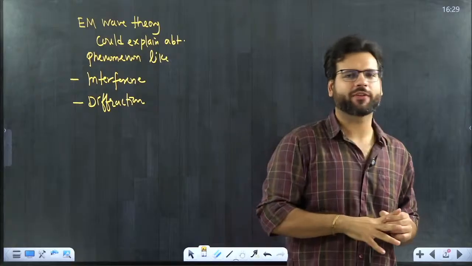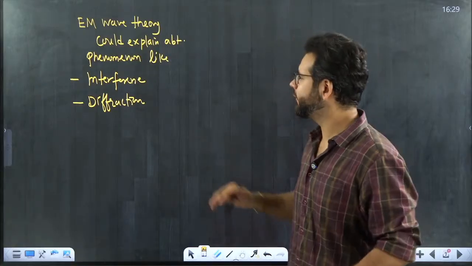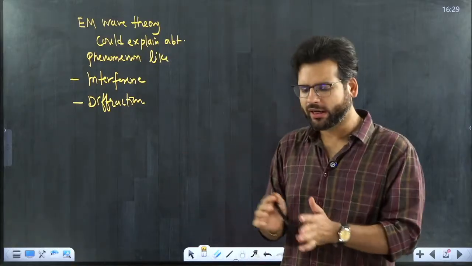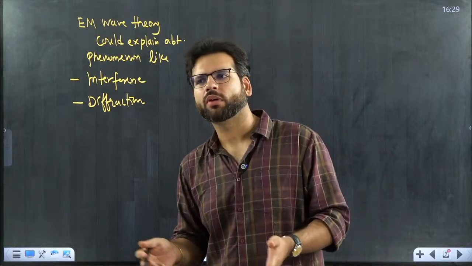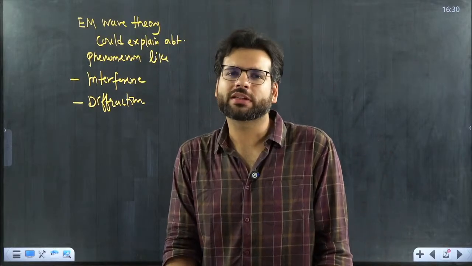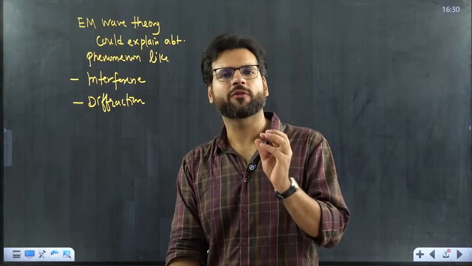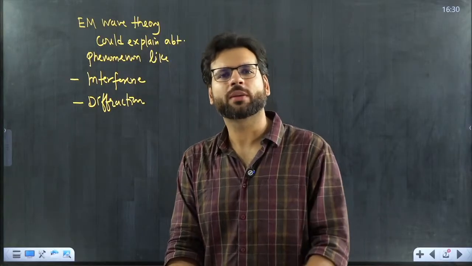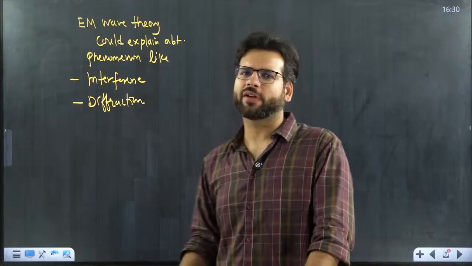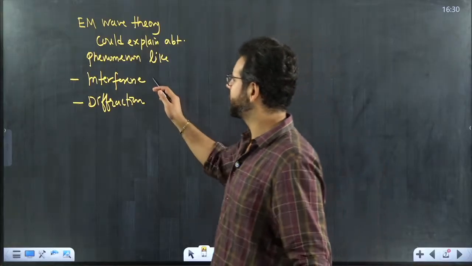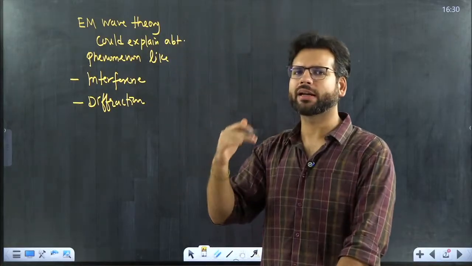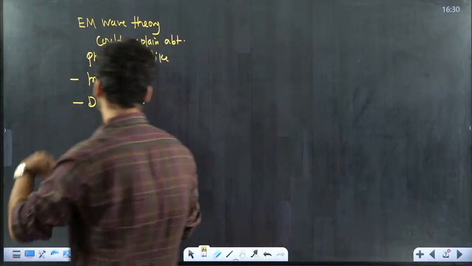Interference and diffraction. Okay, interference, we will study it in physics in the topic maybe wave mechanics, where you will see that whenever a stream of light is passed through a double slit, you will see the interference pattern, which is dark and light bands. That is interference.